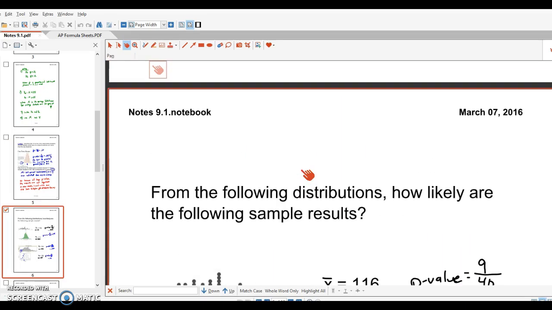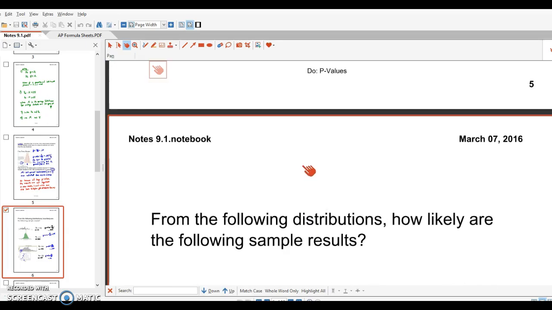Okay, so pause the video again. There are some examples on OneNote for some dot plots and histograms to check your understanding of calculating a p-value. See how likely the following sample results are. So pause the video for a minute and take a look at that.